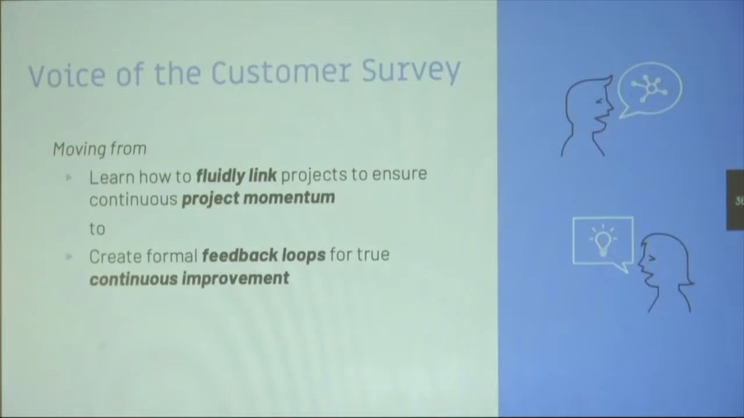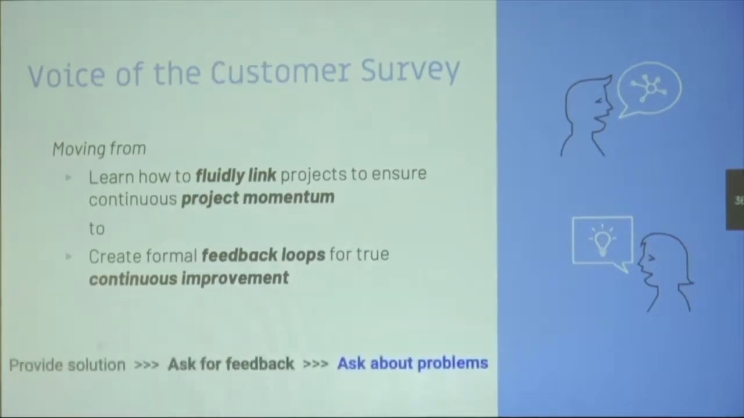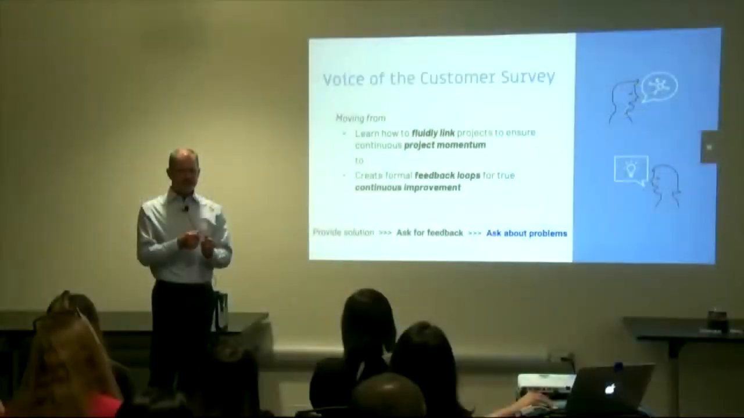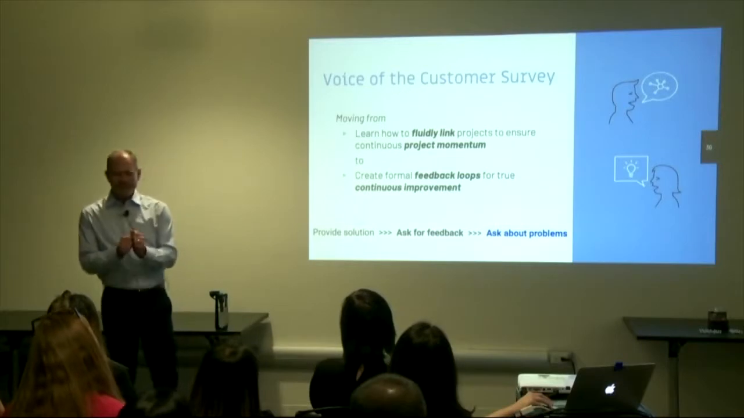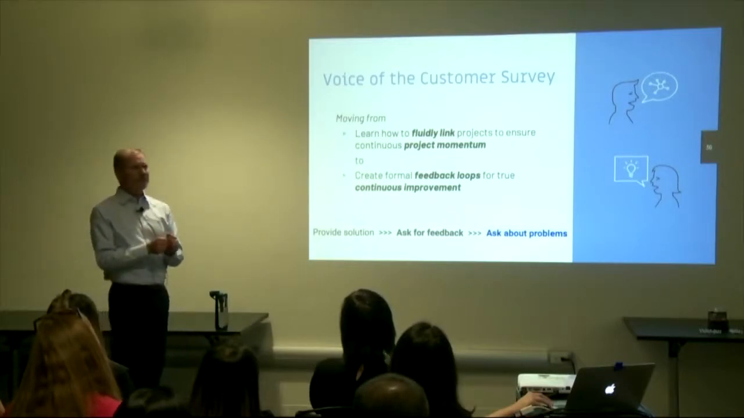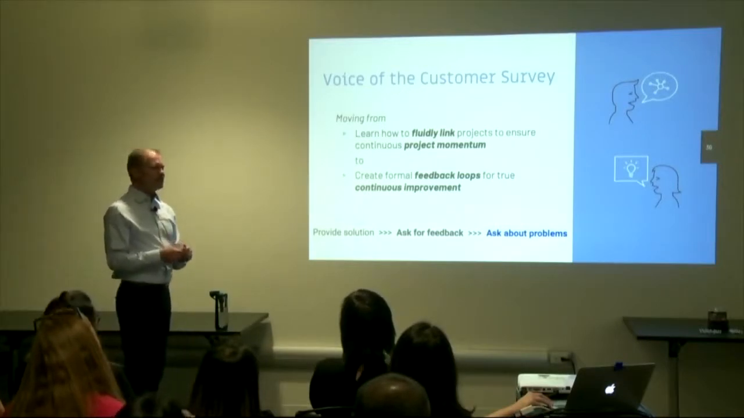So moving from that outcome into the next one, formal feedback loops for true continuous improvement. A lot of times in any project, if a solution is provided, you may try it, and ask how's this going, give me some feedback. But we really pushed in the voice of the customer survey to say, what's broken? We didn't use these words, but like, what makes you angry? What's frustrating? What takes a lot of your time? Really ask, what are the problems that we can fix?